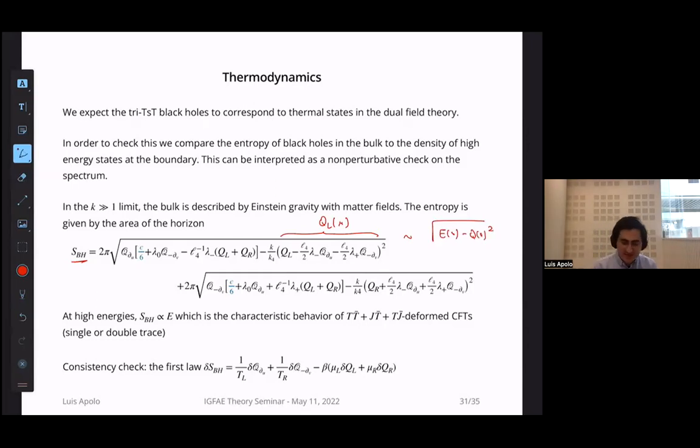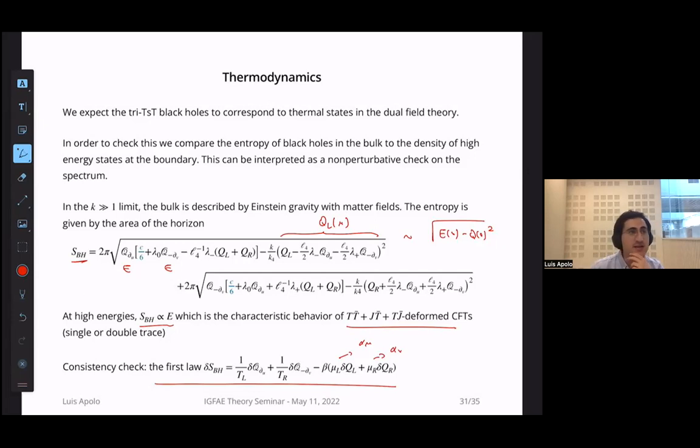Another thing to note is that if you make the energies large, this entropy scales linearly with the energies, because you see there's an energy here and an energy here, which is the characteristic behavior of these theories. It's this Hagedorn growth. And we can also check that the first law works, where these chemical potentials are proportional to the alpha U and alpha B parameters I mentioned before, so we have consistency checks that we have gotten the right expressions.